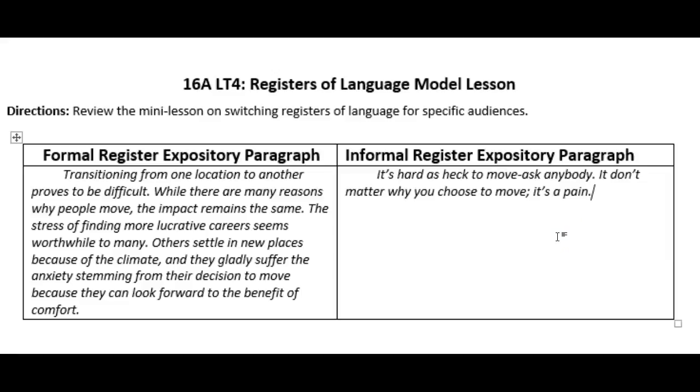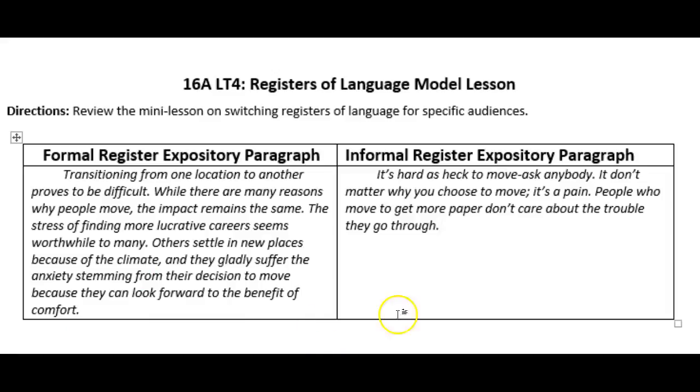Next, I have to decide how I want to change the next sentence. The stress of finding more lucrative careers seems worthwhile to many. So what I've decided to do is to say people who move to get more paper. So I'm using an element of slang instead of saying to make more money or to have a more lucrative pay. I'm using paper instead, and that makes it more informal, as well as yet another contraction with paper don't care about the trouble they go through. Okay, so again, the trouble they go through versus the trouble they endure. So I'm using less sophisticated language as well.